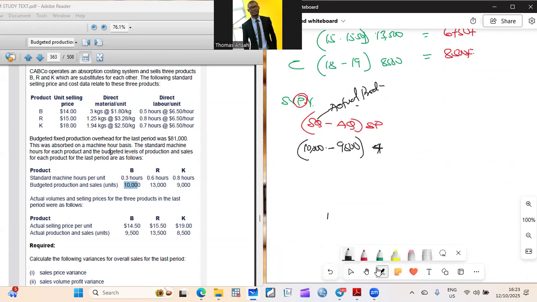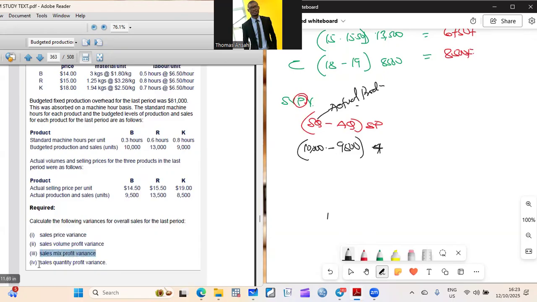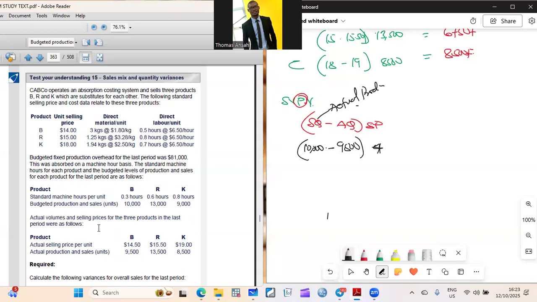Which formula? No, this is basic variance. So this is not mix. These are the mixes and the quantity. Don't confuse it. These ones are simple. So now you have learned the big ones. Wow, that's interesting.